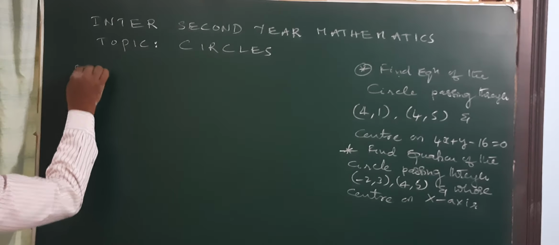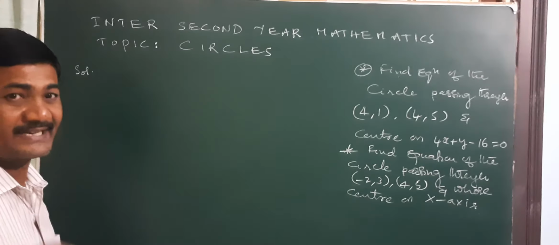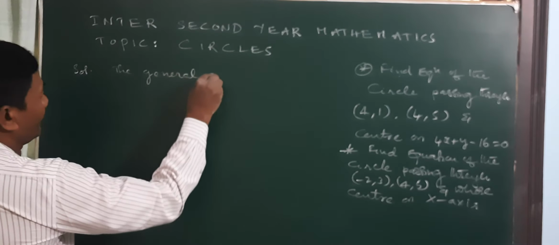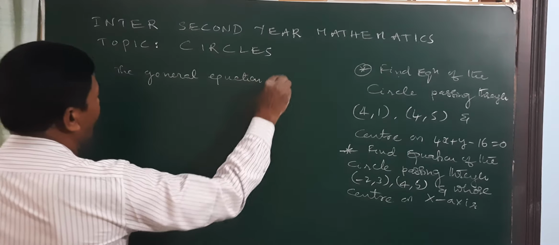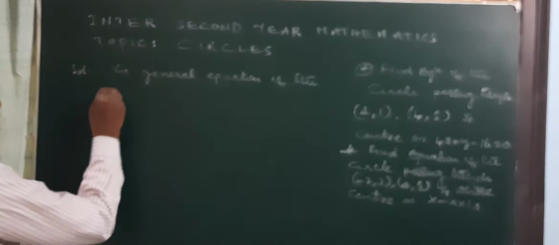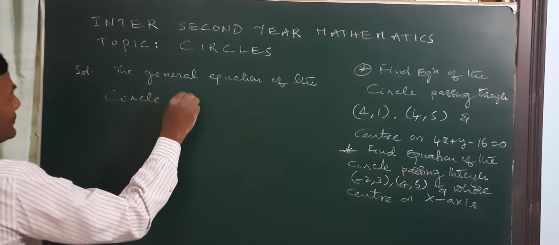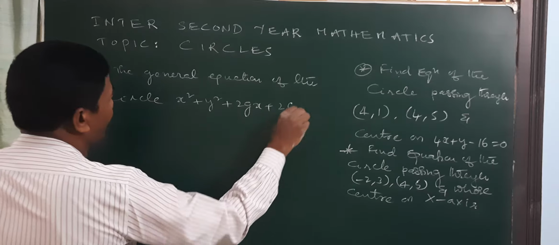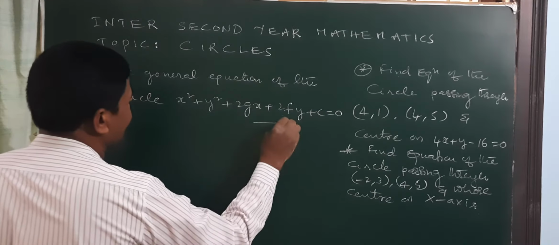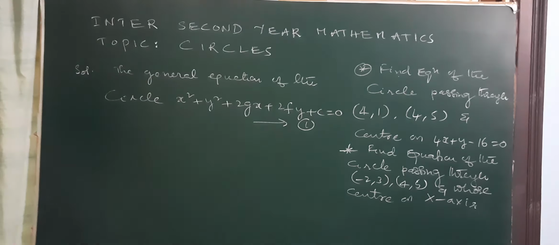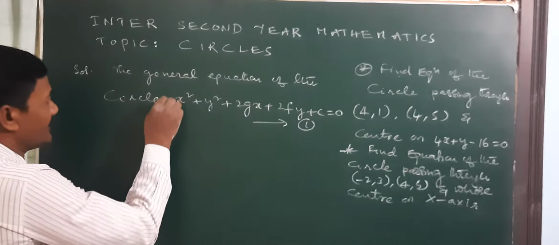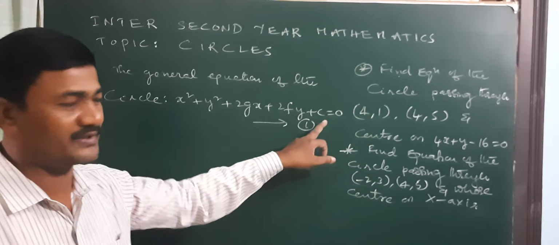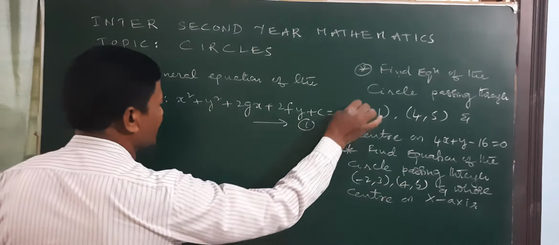So, solution. First of all, we write the general equation of the circle: x square plus y square plus 2gx plus 2fy plus c is equal to 0. This is treated as equation 1, the general equation of the circle. So this one is passing through the first point.